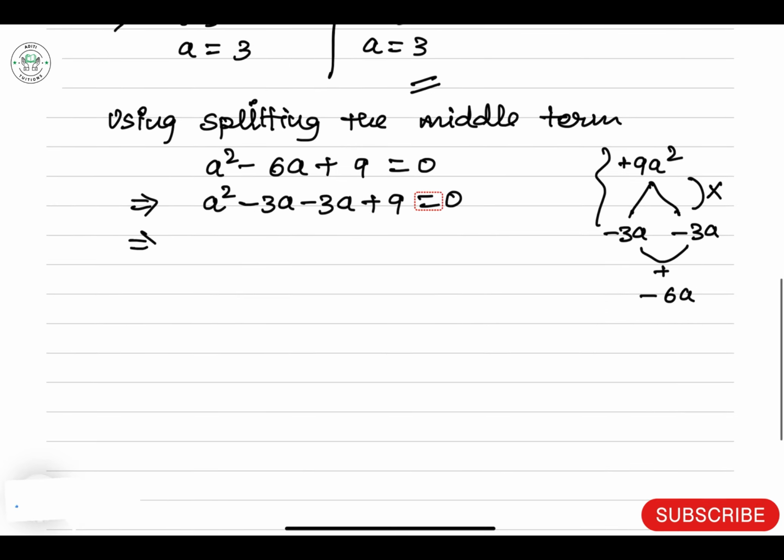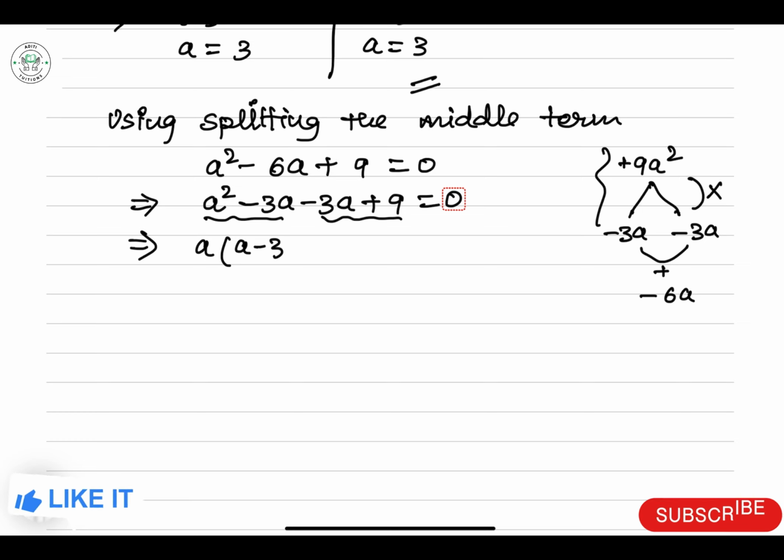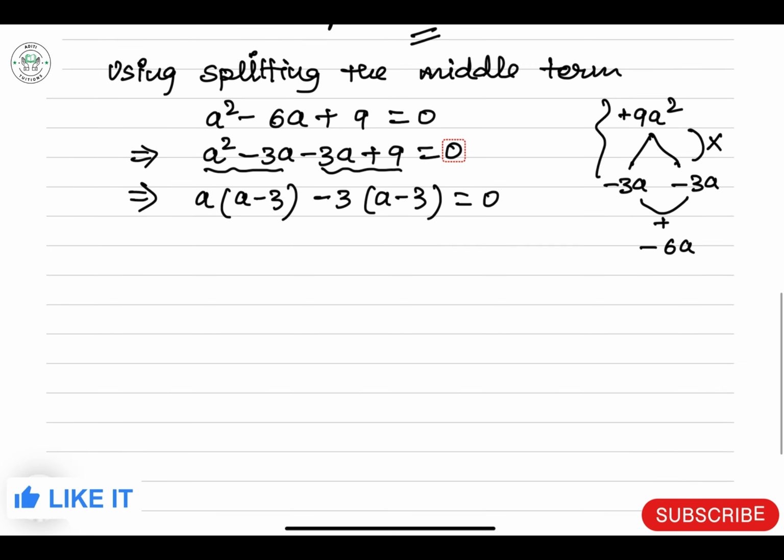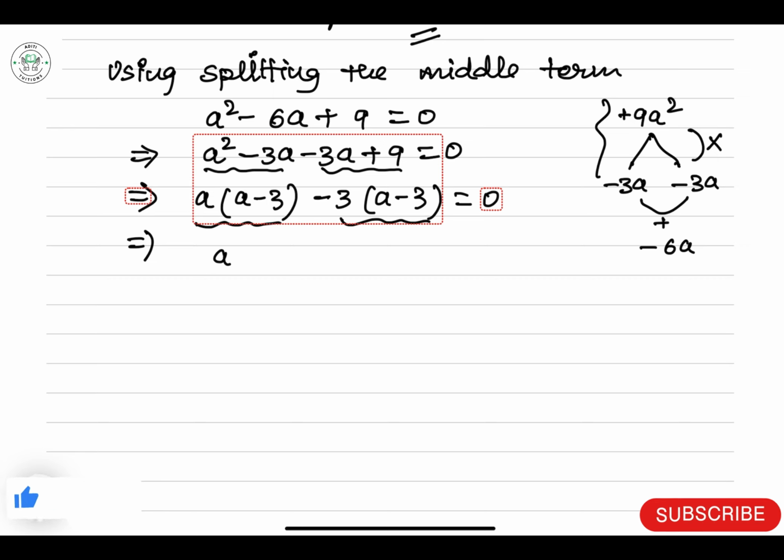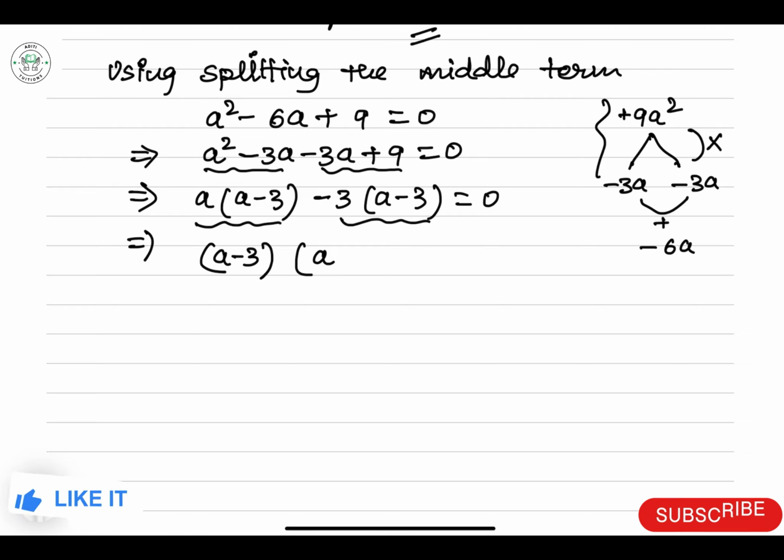Now I'm going to take first two terms, common, then second two terms, common. So from first two terms I can take a common, so a minus 3. For second two terms I'll take 3 common, so a minus 3 is equals to 0. So now as we can see, we got two terms here. In those two terms the bracket part is same, so that bracket part I'll take common. The left here is a and that left here is minus 3, so is equals to 0.